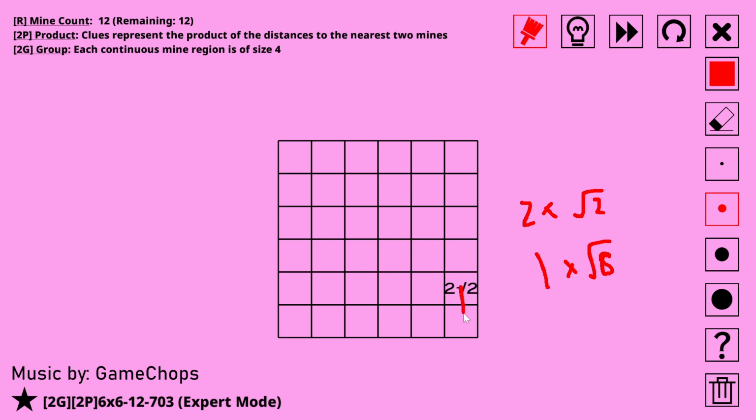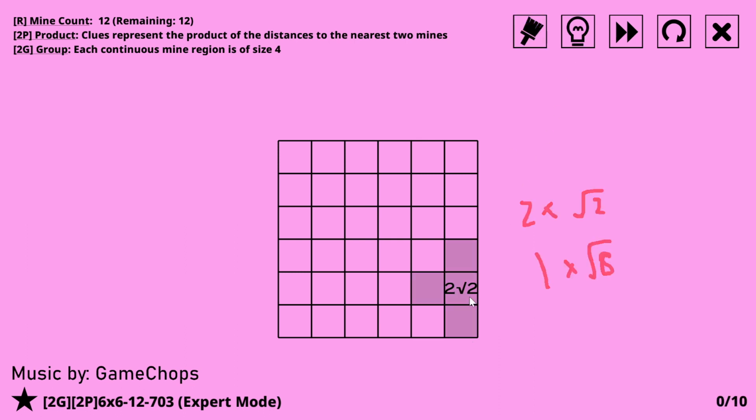Which then means that this can't be a mine for the exact same reasons we did with the 5x5. If this is a mine, you can't have a mine here. And because of this being 1 by root 8, this is too close to form your root 8. So there can't be a mine here which isolates this. So this now can't be a mine.